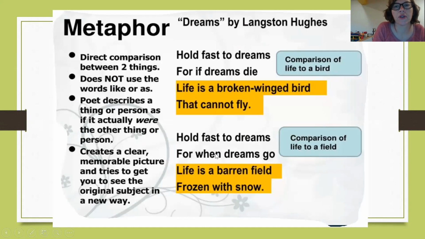So let's look at a couple examples of metaphors in the poem Dreams by Langston Hughes. Hold fast to dreams, for if dreams die, life is a broken-winged bird that cannot fly. Hold fast to dreams, for when dreams go, life is a barren field frozen with snow. So you can see we have a metaphor, life is a broken-winged bird, a comparison of life to a bird, and then life is a barren field frozen with snow, a comparison of life to a field.